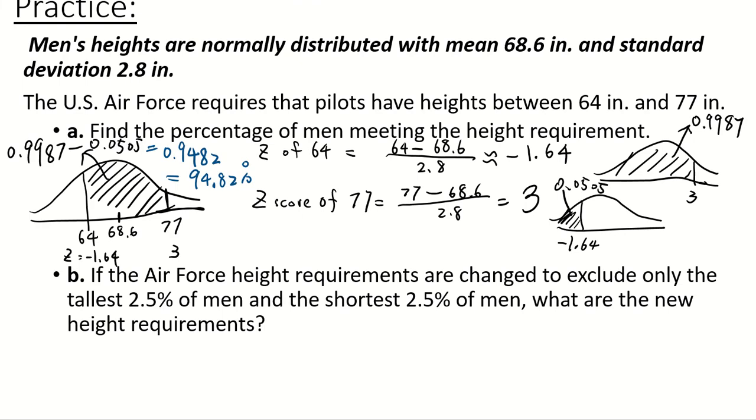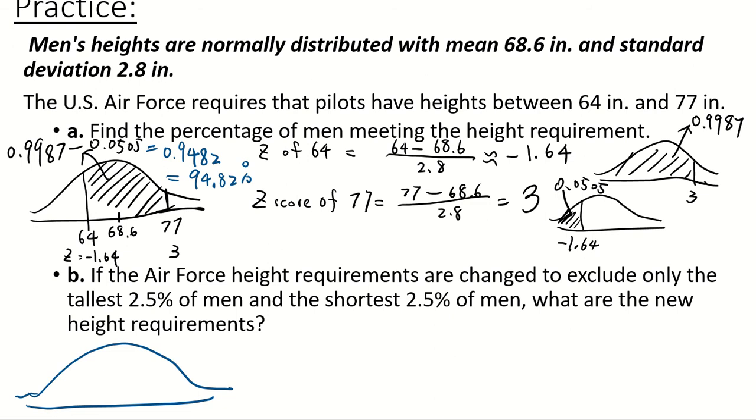Okay, now let's look at the B part. If the Air Force height requirements were changed to exclude only the tallest 2.5% of men and the shortest 2.5% of men, what are the new height requirements? So now let's draw a graph to understand what's going on here. Still, we have a bell curve because men's heights are normally distributed.